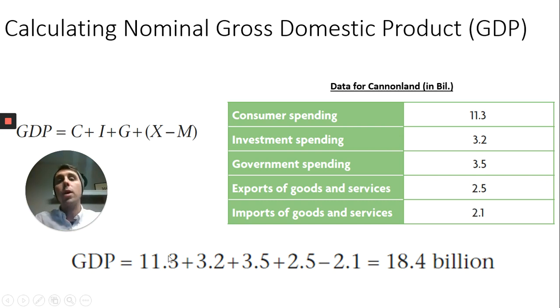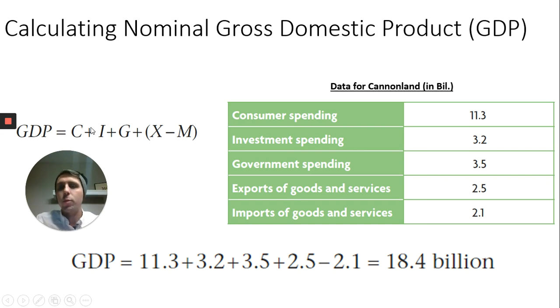So to figure out what our raw or nominal GDP is, we would take all these, put them together: 11.3 plus 3.2 plus 3.5 plus 2.5 minus 2.1, because we're trying to find our net gain and loss here. And that would wind up with 18.4. So the nominal GDP for this country, for Canaanland, would be $18.4 billion.